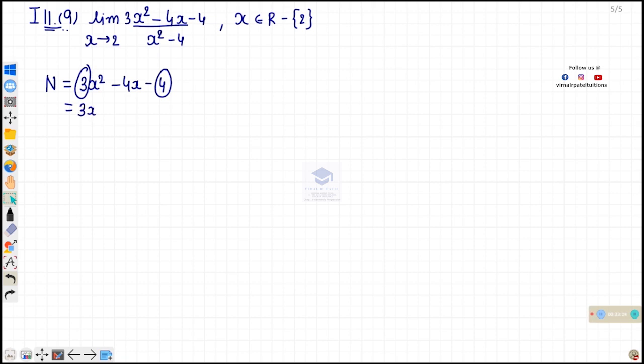So 3x square minus 6x plus 2x minus 4. Now we can take common 3x in the first and second term. So 3x square, if I take 3x common, it will be x. And from 6x I will take common 3x, it will be 2. Taking common means dividing it. Then from 2x and minus 4 I can take 2 as common.